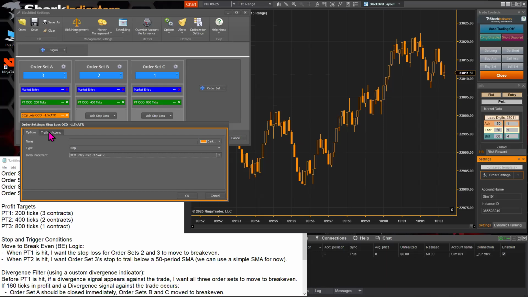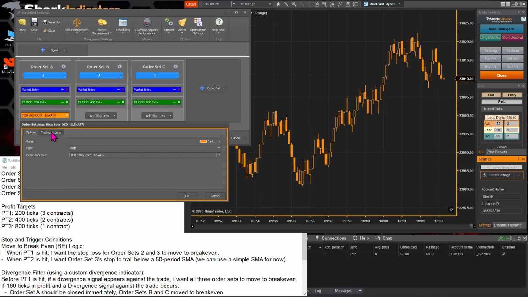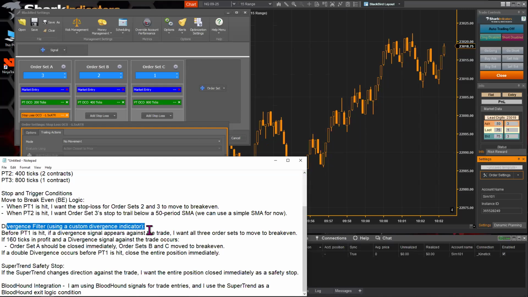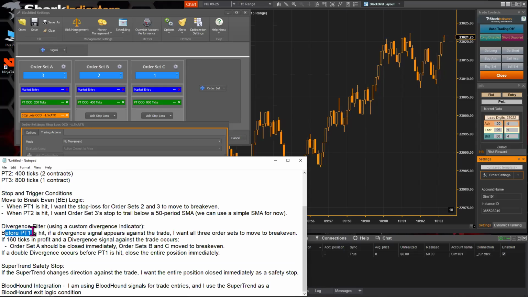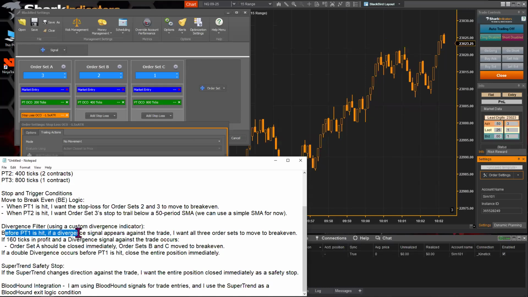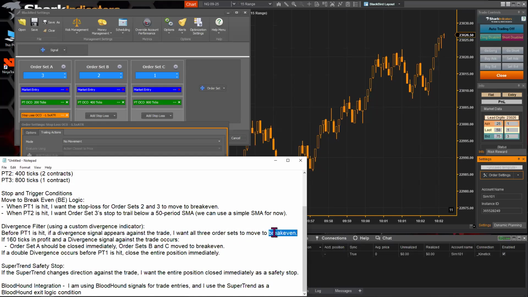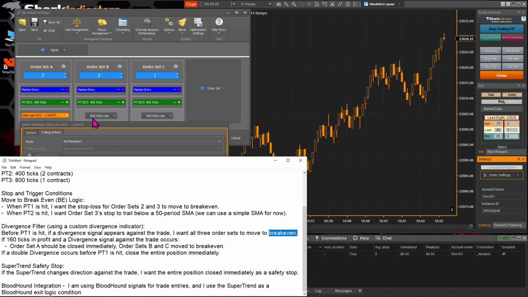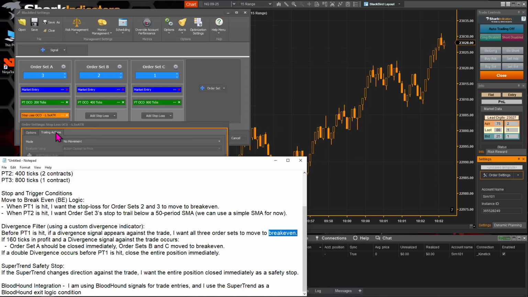So now we can go into the trailing actions here and start implementing this divergence indicator, which will trigger a break even here. So, all right. So key point here before profit target 1 is hit, right? We're going to move this stop loss to break even there, right? Move it to break even if we get a divergence signal. All right. There we go.